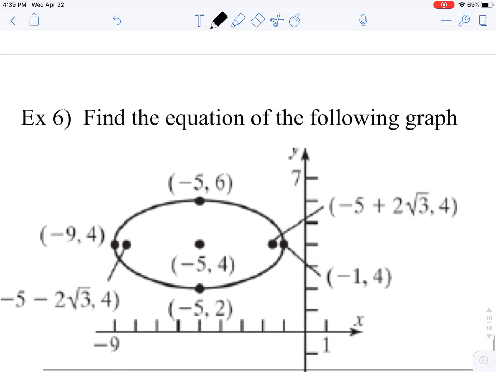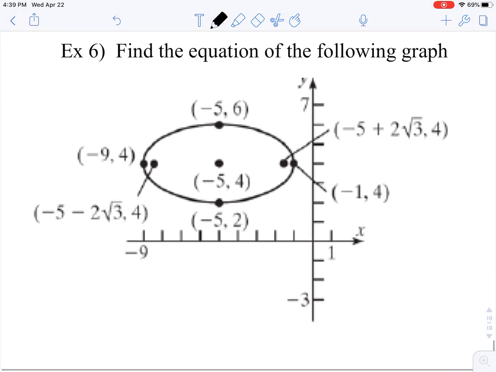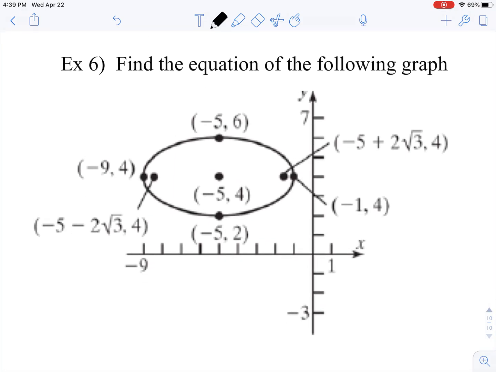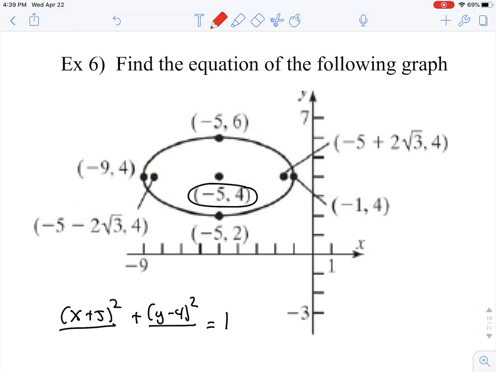Okay. The last one here is to write the equation of the following graph. So a couple of things that I want you to notice here is right away we can see that center point. So if we plug that in, x plus 5 squared, y minus 4 squared, and we know that it's going to be equals 1. And then we can look for our distances. The distance to our vertices, we went from -5, and this vertex is at -1, so that's a distance of 4. That means our a value is 4, which means our a squared is 16.